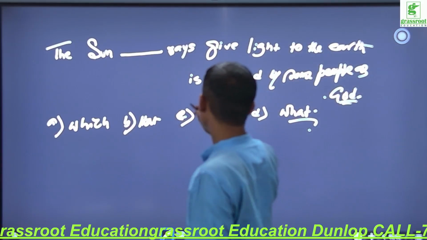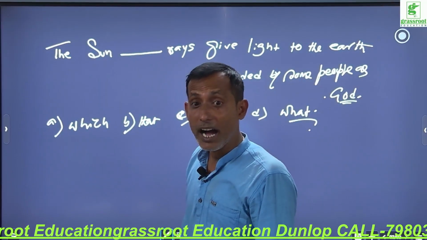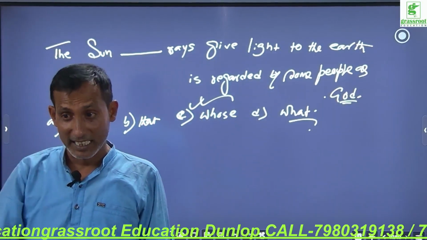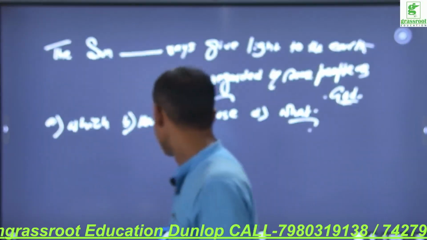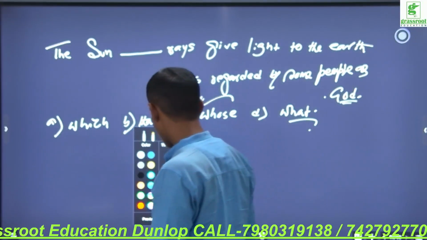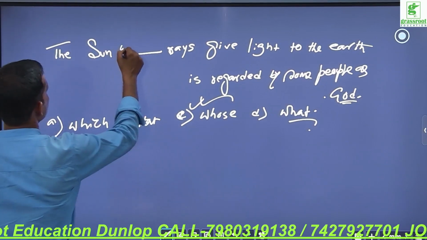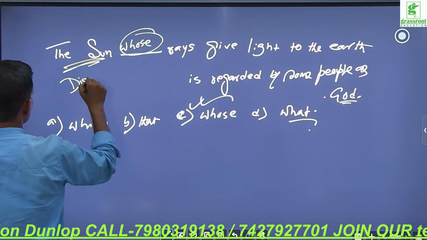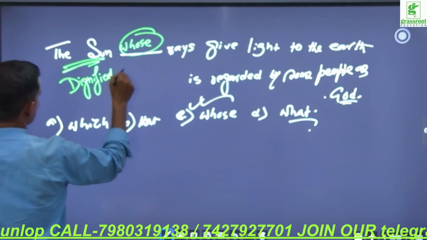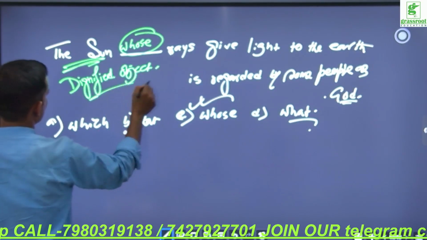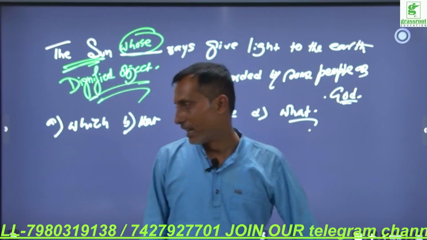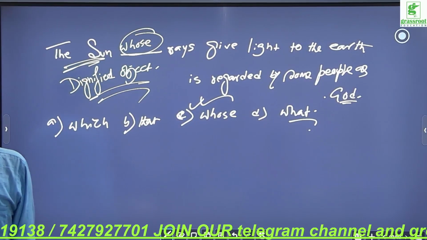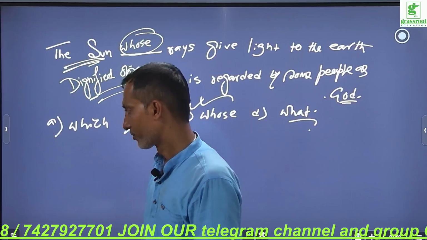Whose. Why? Because here the sun is compared with God. The sun is regarded as God. So here the sun isn't an ordinary object. It is a dignified object. Is it clear or not? Yes, sir.